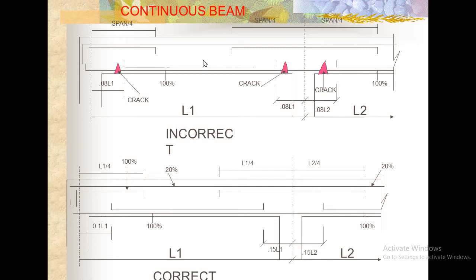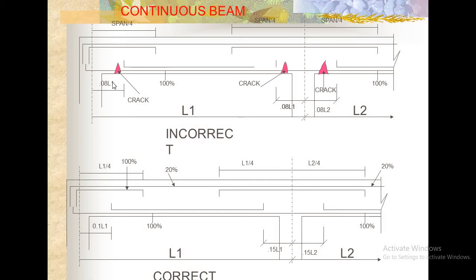Now these days the bending up of bars is not done on our sites. Instead, we provide the additional reinforcement, or we provide the reinforcement by applying the process of curtailment. So if we curtail the reinforcement, this is the correct method, actually the reinforcement is provided.